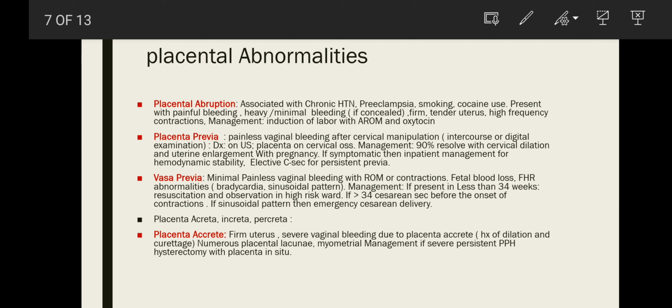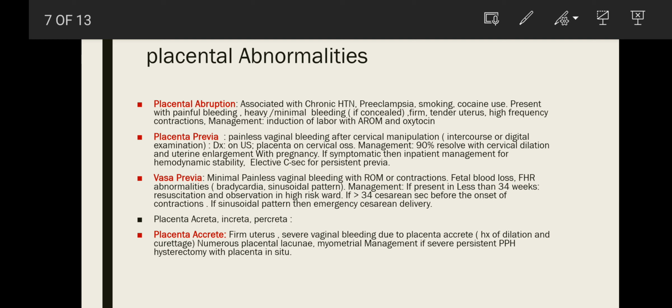Alright? So, placenta accreta presents with a firm uterus and severe vaginal bleeding postpartum. If there is severe persistent postpartum hemorrhage, then we need to do hysterectomy with placenta in situ in case of placenta accreta.